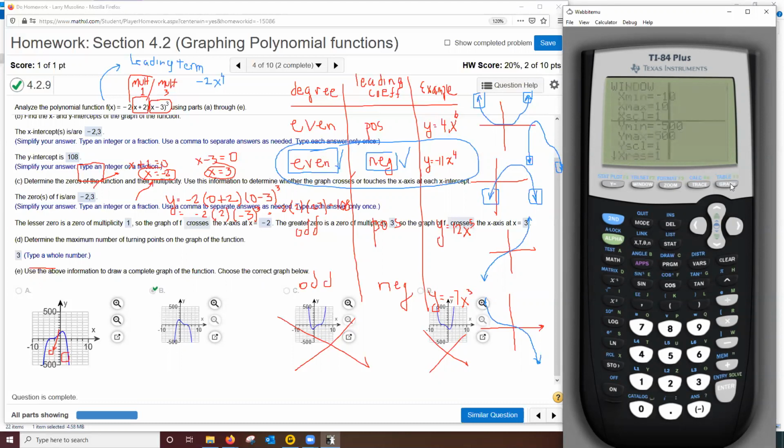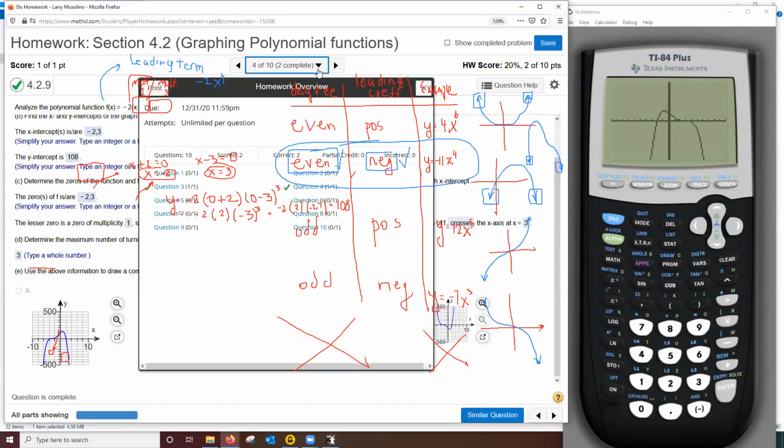Hit graph now. And I can see that the only answer that makes sense now, according to MyMathLab, is it's matching choice B. I can see it doesn't match choice A. So using the graphing calculator gives me confidence that my answer of choice B here was correct.